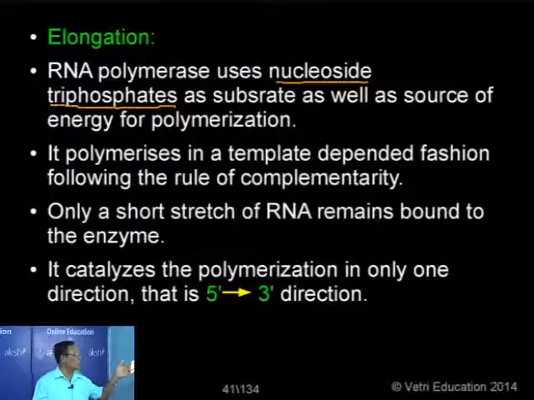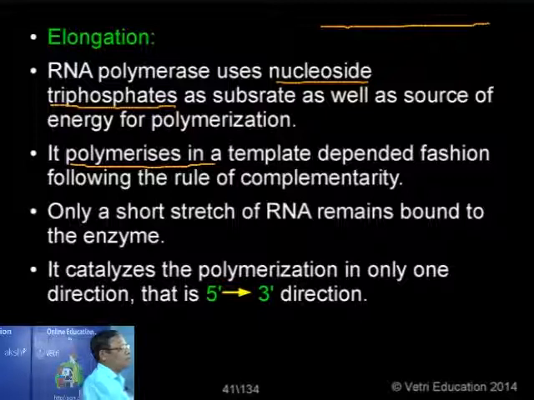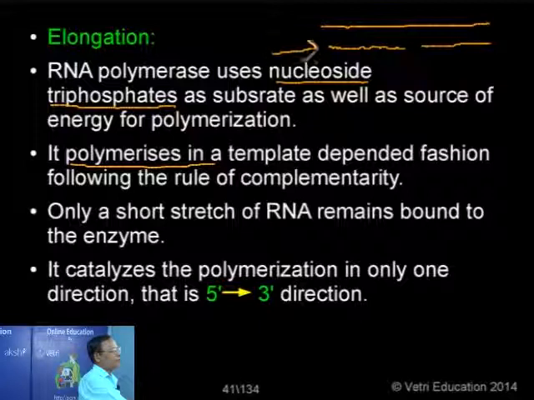Now the enzyme RNA polymerase polymerizes in a template dependent fashion. In a template dependent fashion means one of the strands of the DNA is used, and we have the mRNA being synthesized with the help of RNA polymerase. So by using the DNA template, it polymerizes, adding the nucleotides one after another to form a long chain of polynucleotide in a template dependent fashion, and follows one rule, the rule of complementarity.